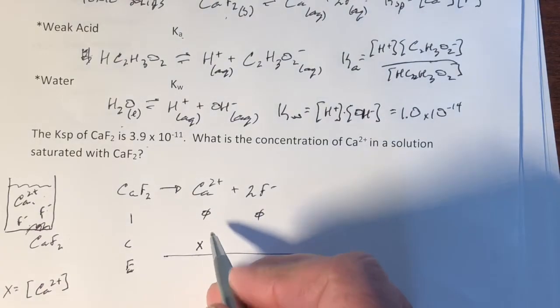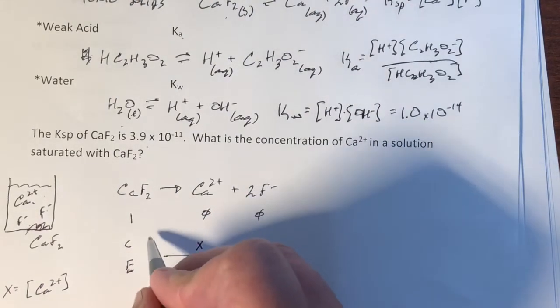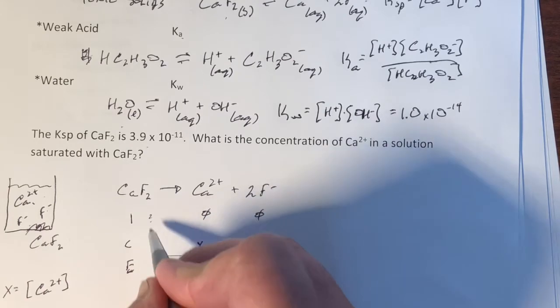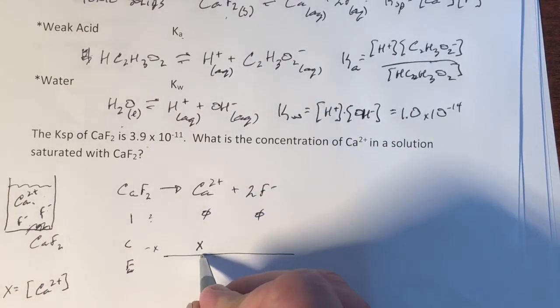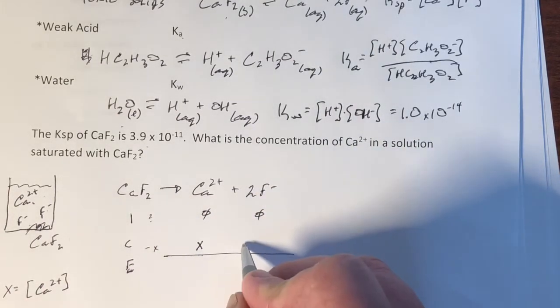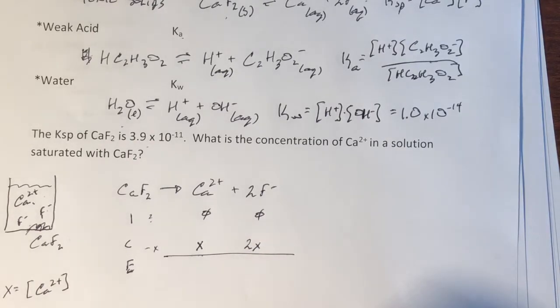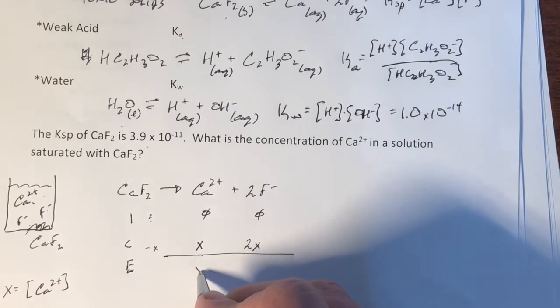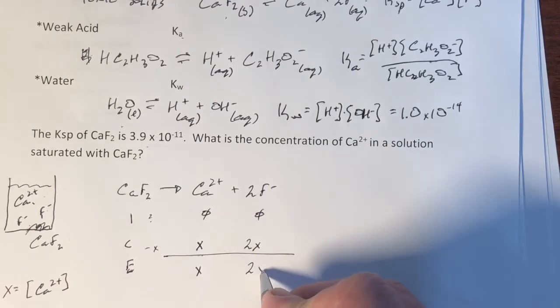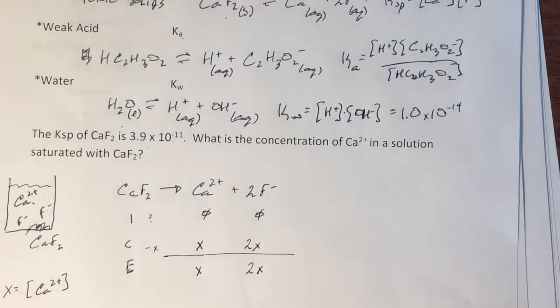So if I have X calciums dissolve, so maybe I'll say, whatever this guy went from, I lost X of that, it produced X calcium 2 pluses, and what's important is that for every X of calcium I get 2X's of fluoride. So at equilibrium, again I have X and 2X.